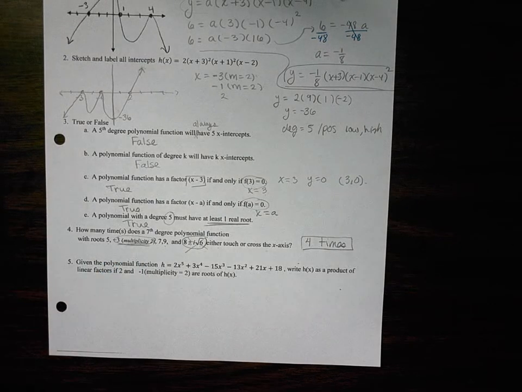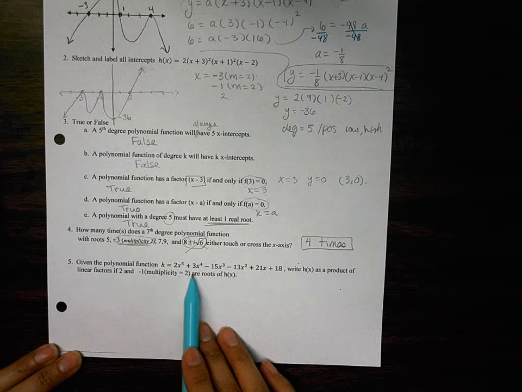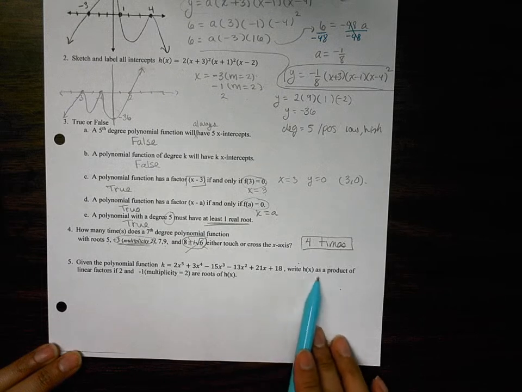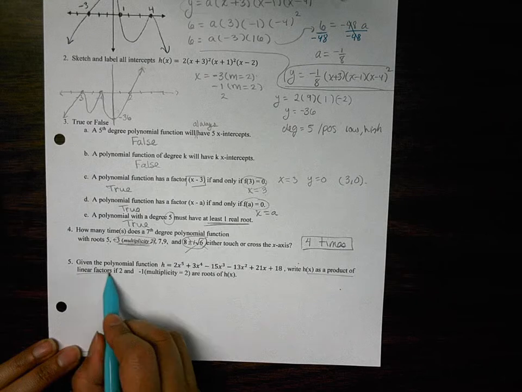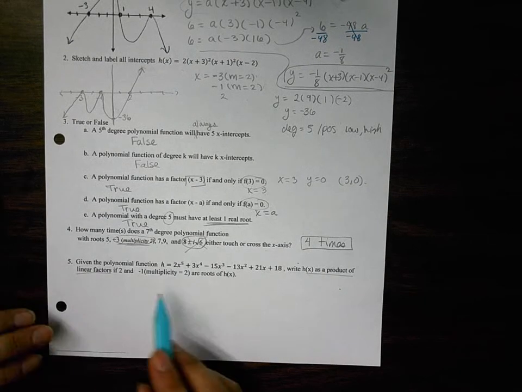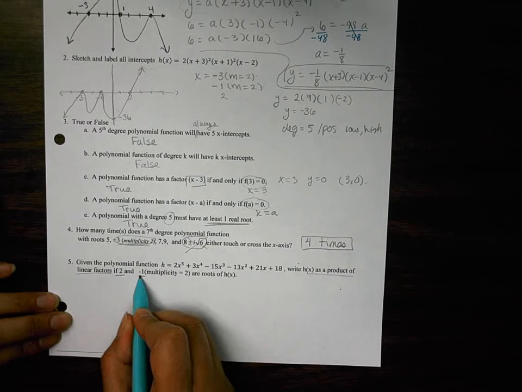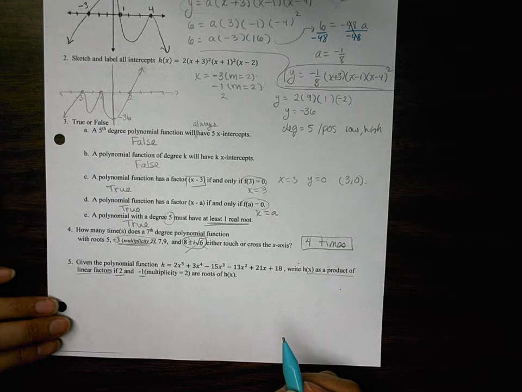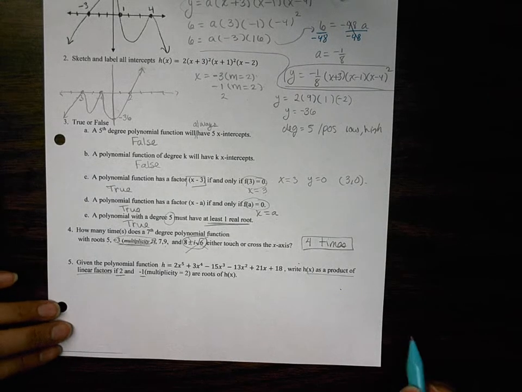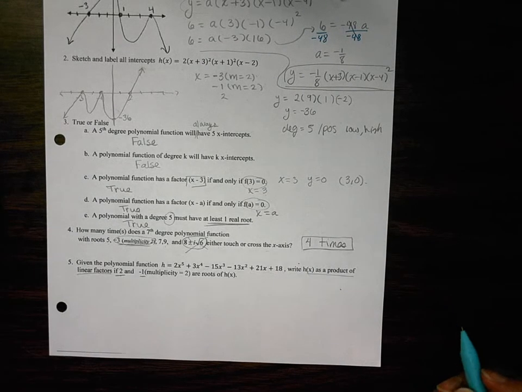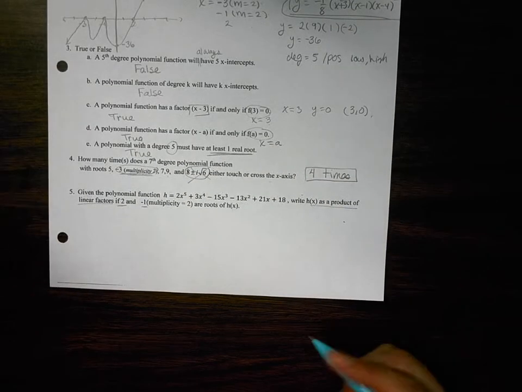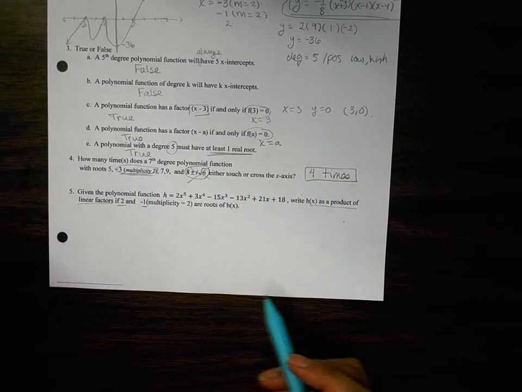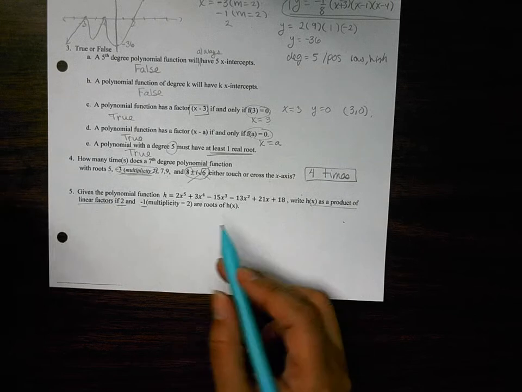Okay. Given the polynomial function, write h of x as a product of linear factors. Remember, a product of linear factors just means factored form. If 2 and -1 are roots of the function, and -1 has a multiplicity of 2. We like these in the test, and you do have a few of these, or at least one, where they give you some numbers to start off with. We don't have to do too much here other than synthetic.